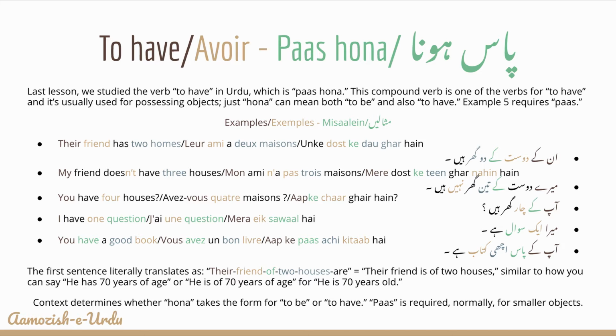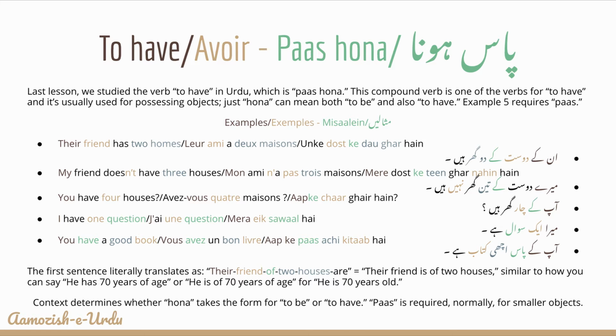To have or पास होना. Last lesson, we studied the verb to have in Urdu, which is pass hona. This compound verb is one of the verbs for to have, and it's usually used for possessing objects. Just hona can both mean to be and also to have. Example 5 requires pass.